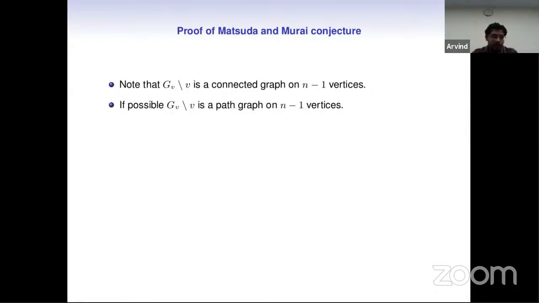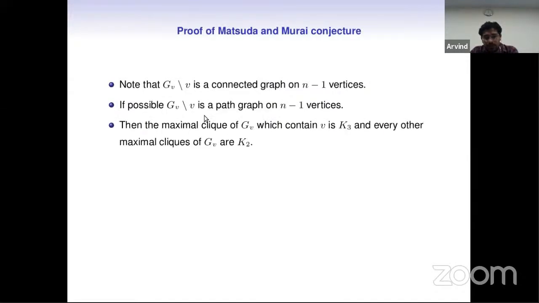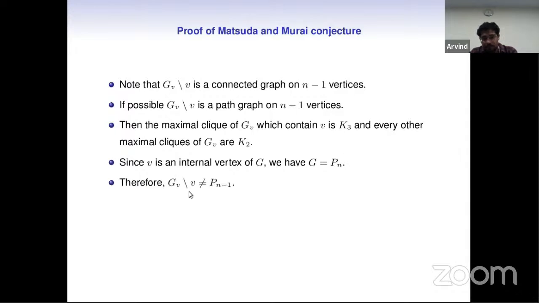Then only we can use induction. So if possible, assume that GV without V is a path graph on n minus 1 vertices. So that means that the maximal cliques of GV, which contain V, is a triangle, and every other maximal clique of GV is K2. So in that case, since V is an internal vertex of G, we will get that G is a path graph, which is a contradiction. So that means GV without V is not a path graph.